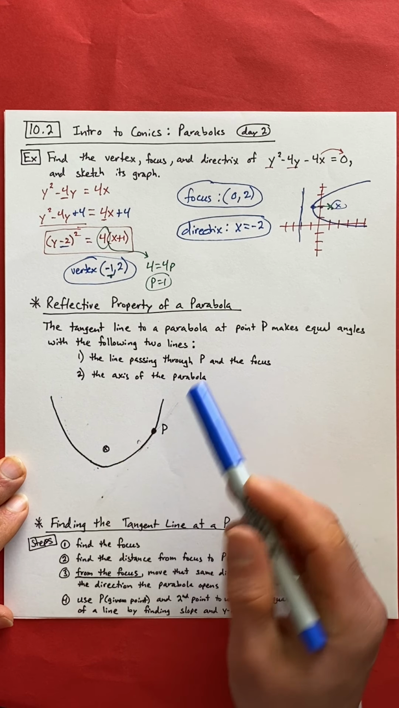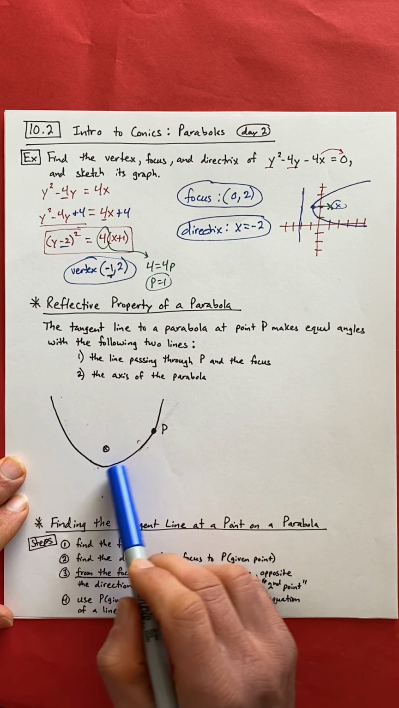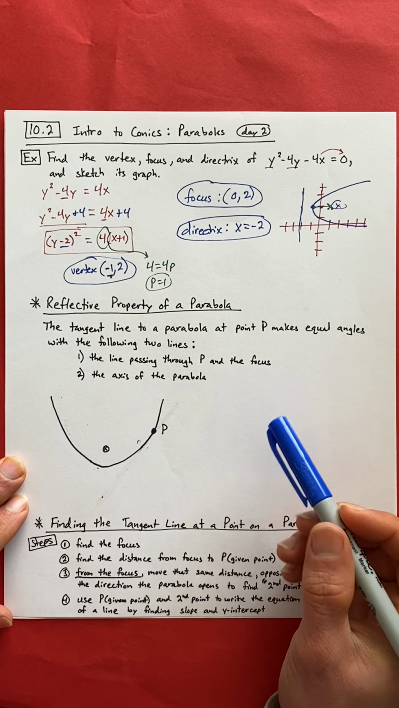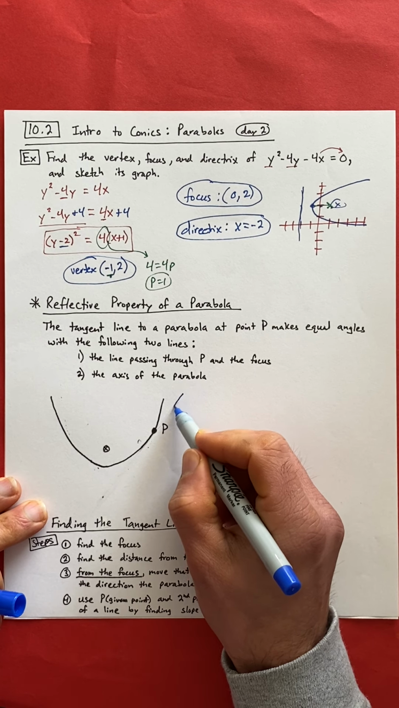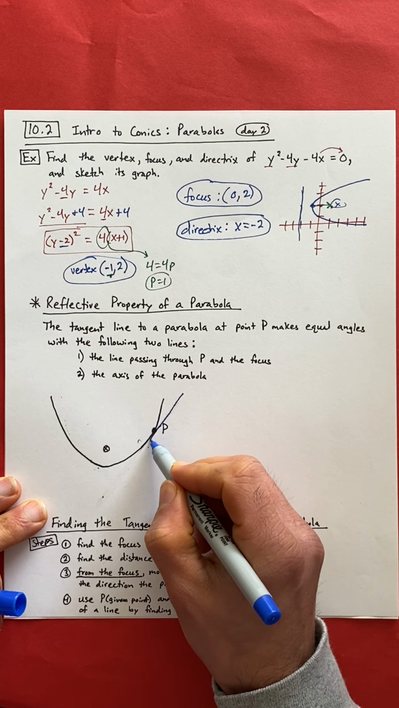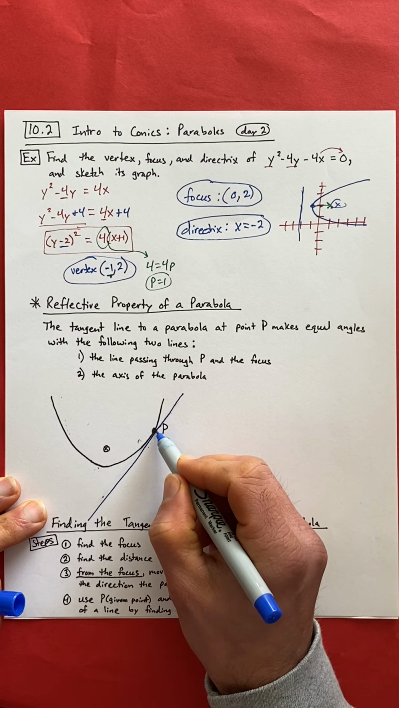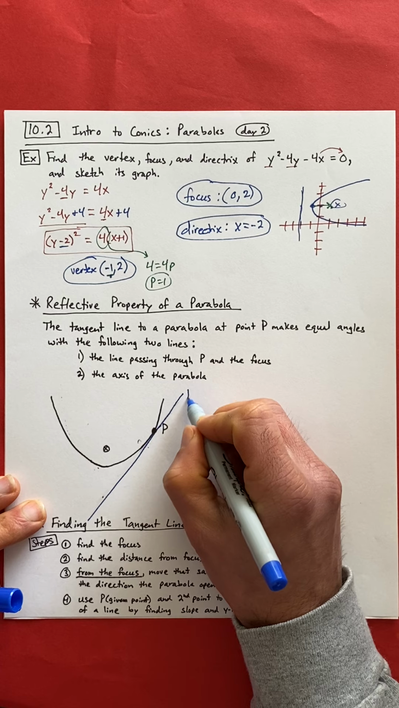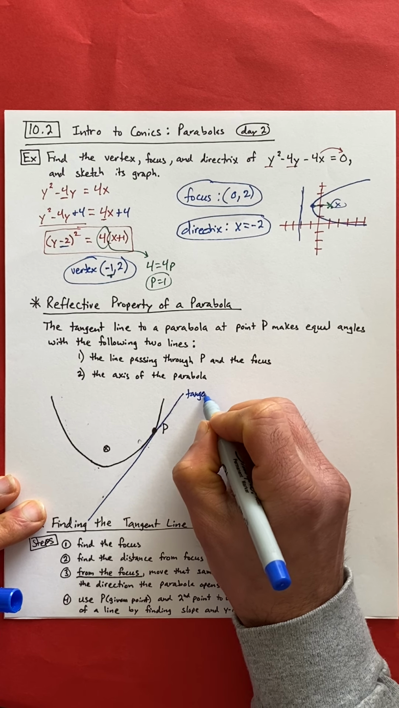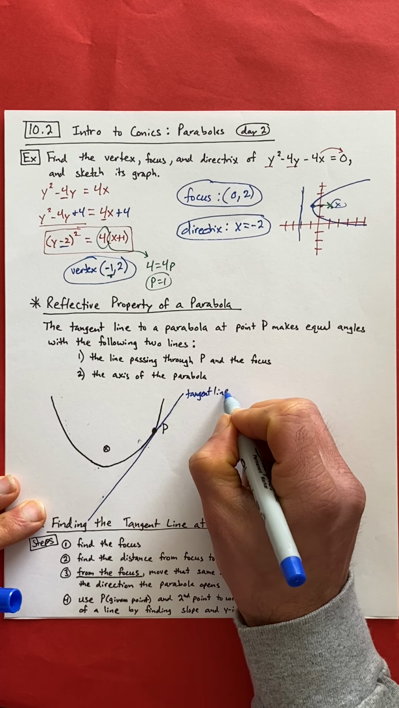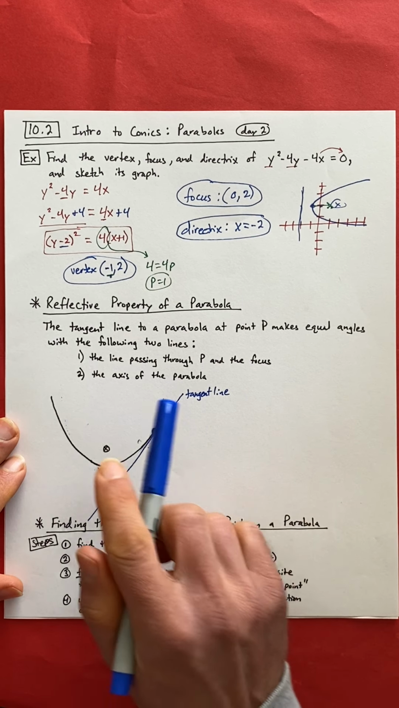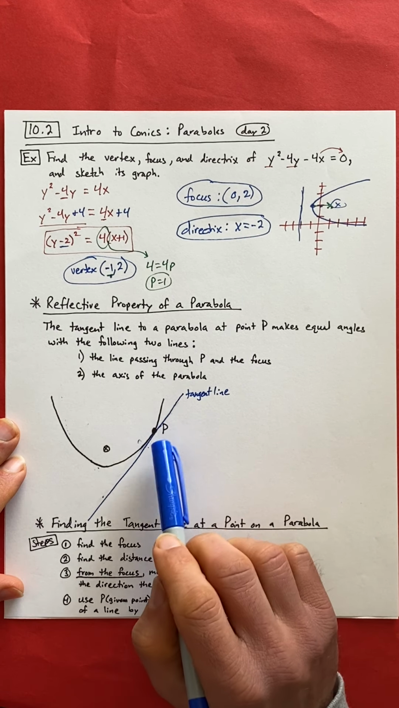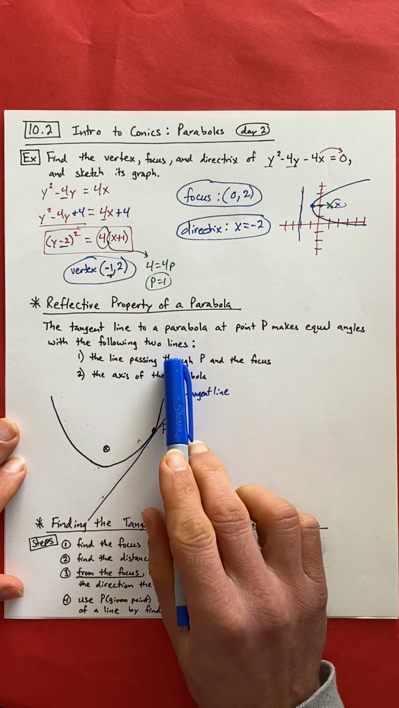So here's my parabola. Here's my point P. Point P can be anywhere on this parabola. I just happen to pick that. If you remember what a tangent line is, a line that touches the parabola at one point. And that's that point P that we're referring to. So this is actually the tangent line. We eventually are going to be finding the equation of that. But for this property, it says the tangent line of that parabola makes equal angles with the following two lines.